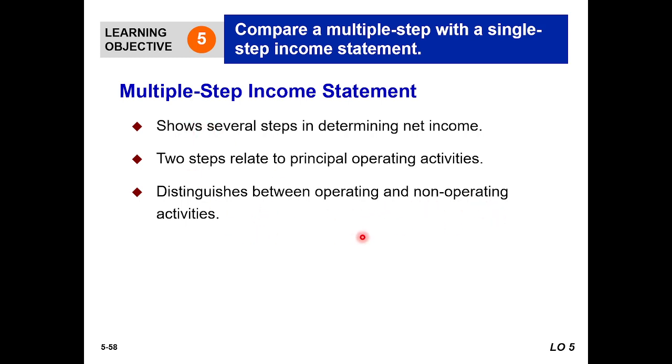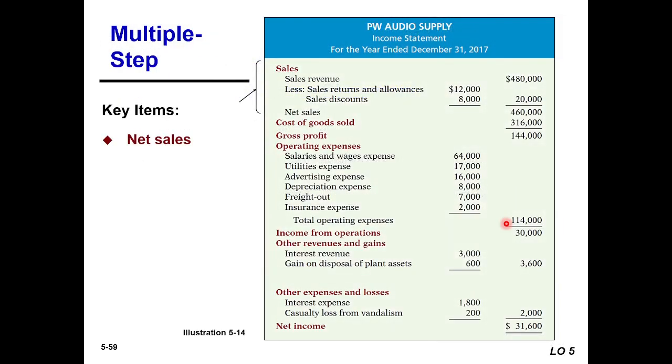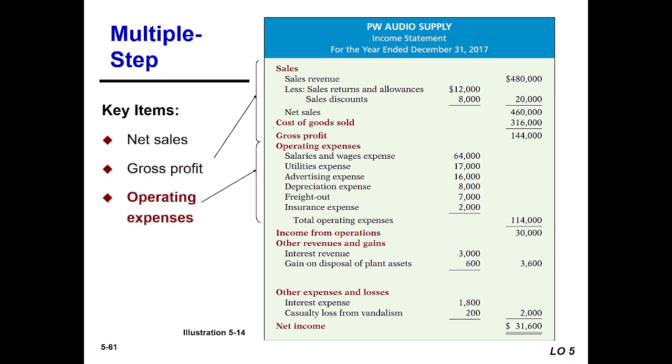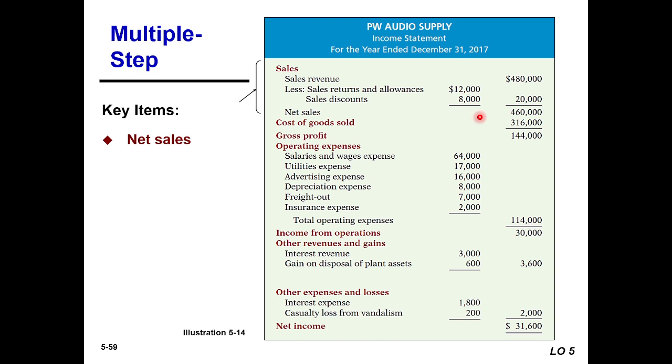There are three features of multi-step income statements. Later on we will discuss more in this regard. Number one, the net sales and gross profit sections. Then the operating expense section and the non-operating section. One after another we will discuss them. This is the net sales.